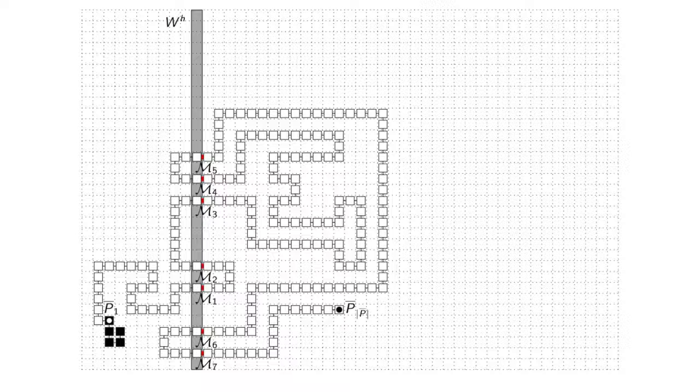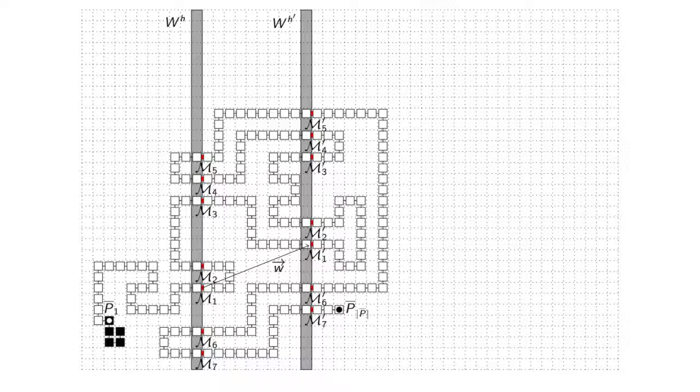In this example, this movie is made of 7 output glues. These output glues are in red. Consider a second integer h prime. We suppose that h prime is strictly larger than h. Consider the window WH prime. This window is also in gray. Consider the movie M prime of P of height h prime. This movie is also made of 7 output glues.